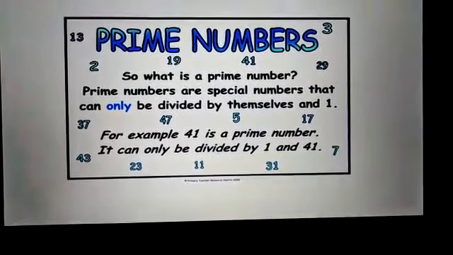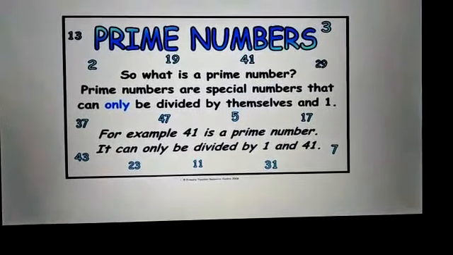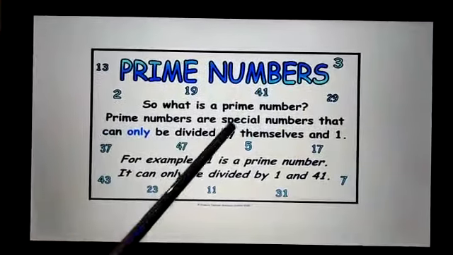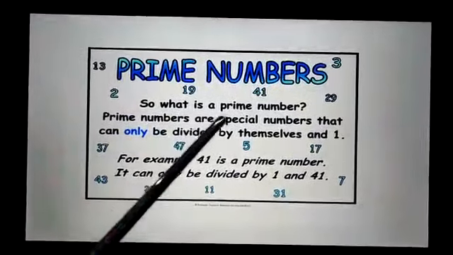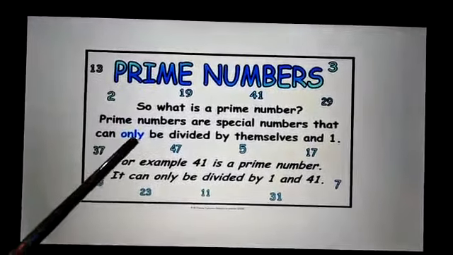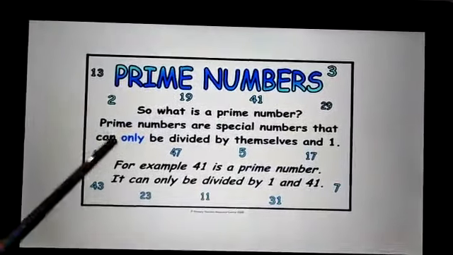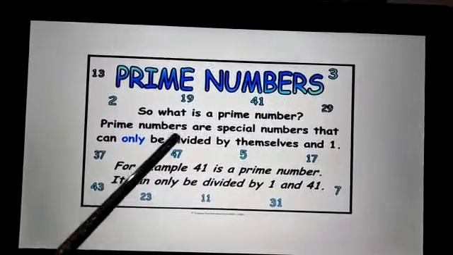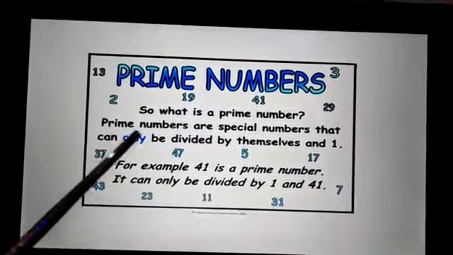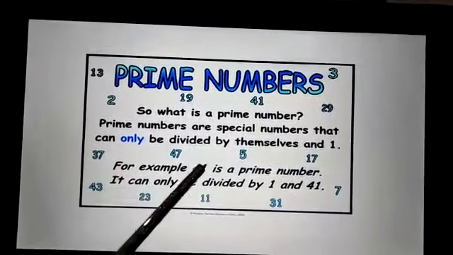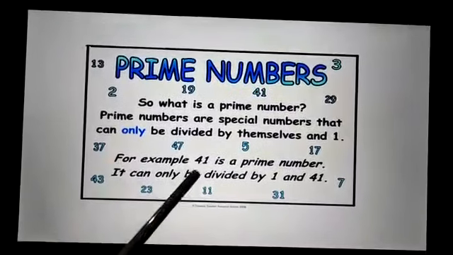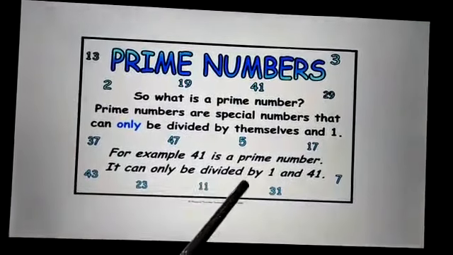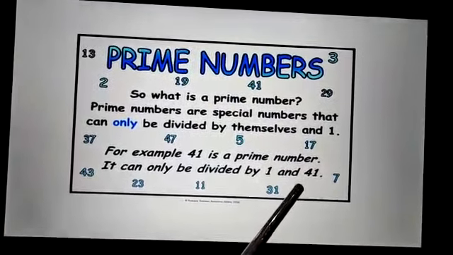Okay students, now I will tell you about prime numbers. So what is a prime number? Prime numbers are special numbers that can only be divided by themselves and 1. It means prime numbers are those numbers that are divisible by 1 and itself. For example, 41 is a prime number because it can only be divided by 1 and 41 only.